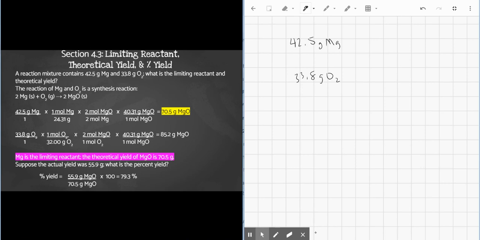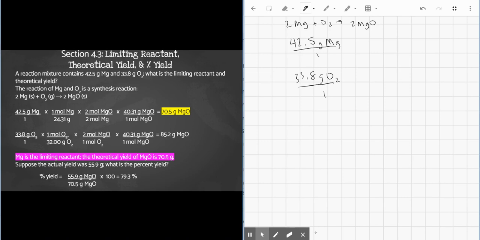So we need the balanced equation in order to do this because this is a stoichiometry problem. So we have our two magnesiums plus our oxygen is going to burn. This is the magnesium lab where it burns really, really bright. And we form 2 magnesium oxide, 2 moles of magnesium oxide. Okay, so put both of our givens over 1.